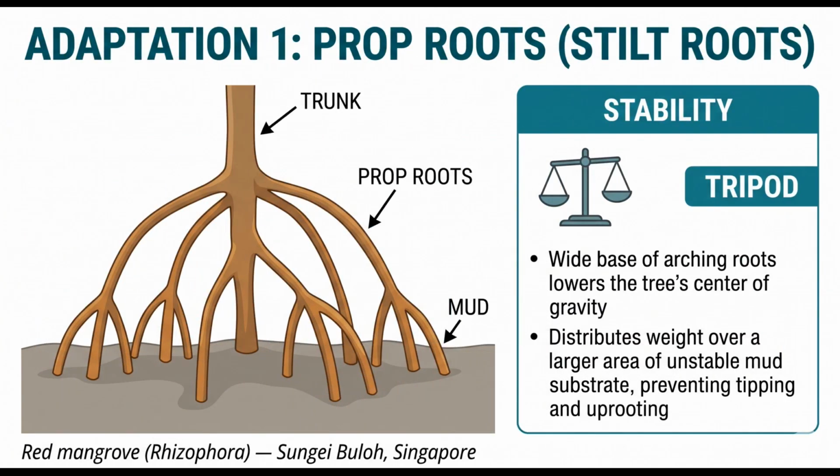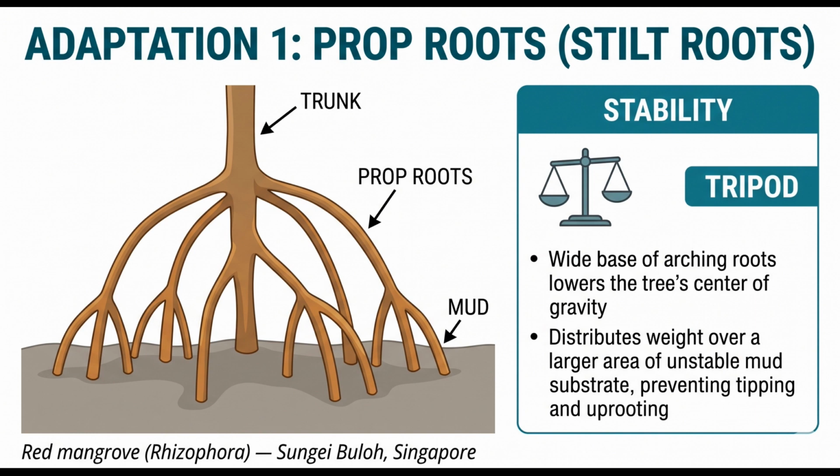Adaptation 1. Prop roots, sometimes called stilt roots. Look at the diagram on screen. You can see arching roots growing downward from the trunk and lower branches. They spread outward in a wide arc, entering the mud at multiple contact points. This creates a wide, cage-like base around the tree.